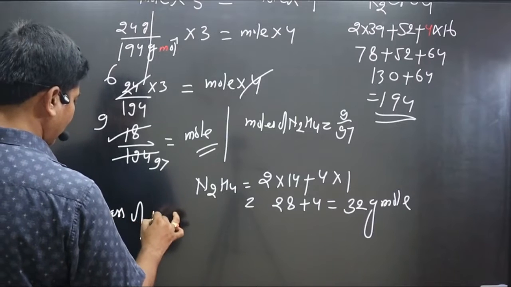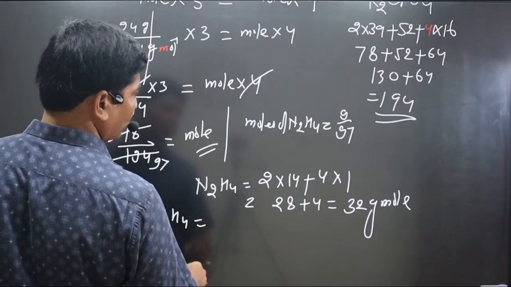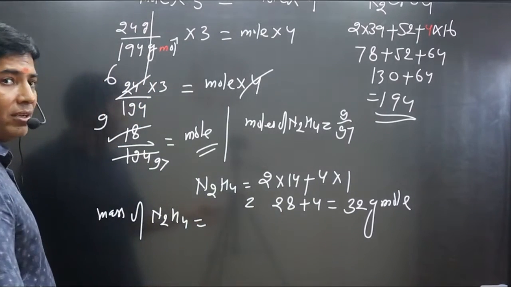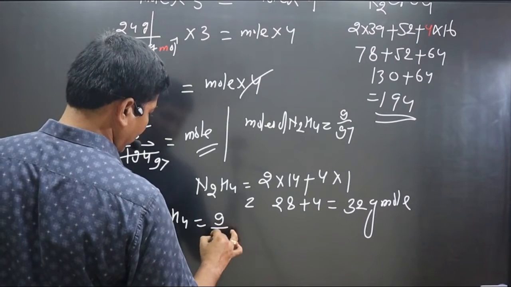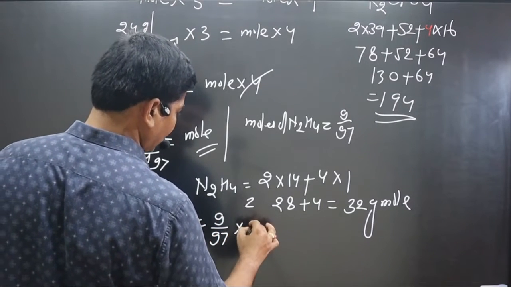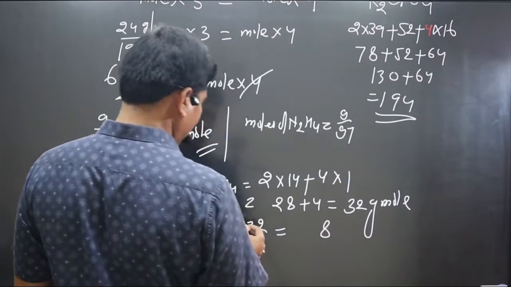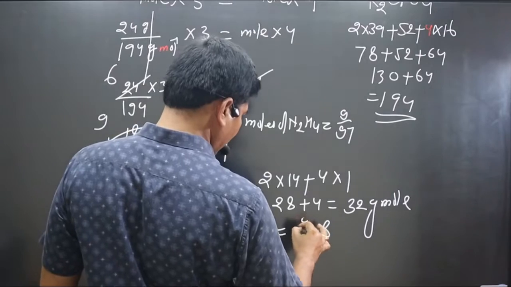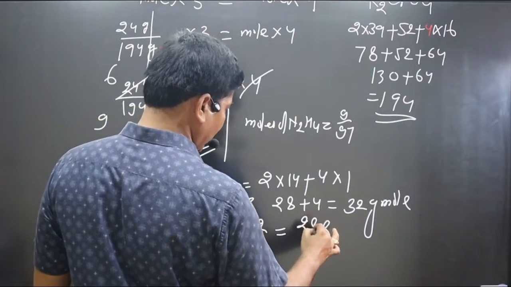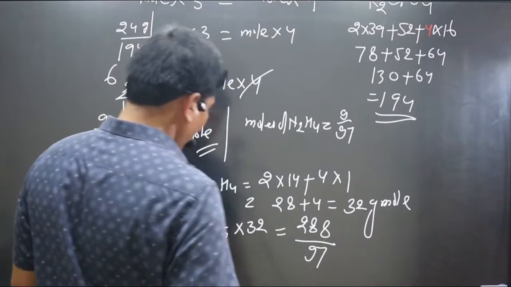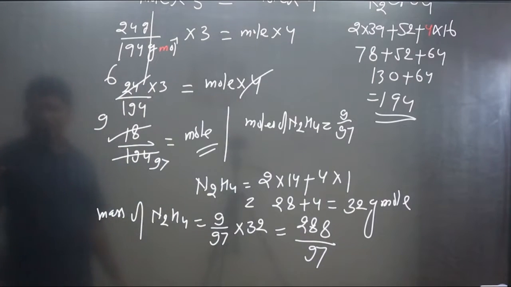So we have the mass of N2H4, which is equal to mole multiplied by molar mass. How many moles? 9 upon 97, multiplied by molar mass 32. Simplify: 9 times 32 is 288, and this is 97. So we are getting 288 divided by 97.